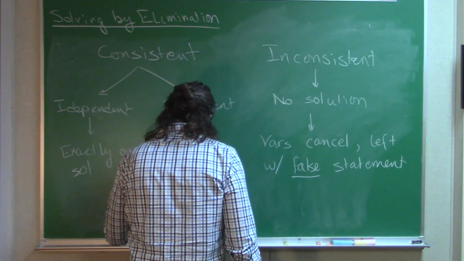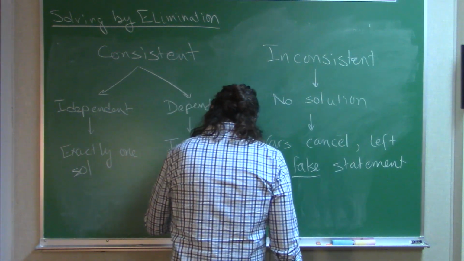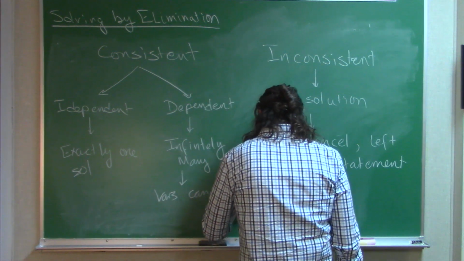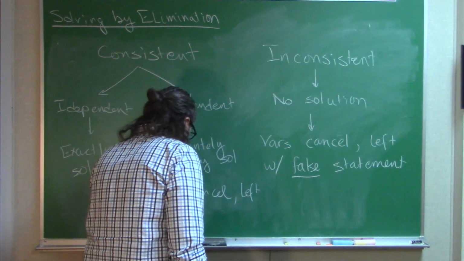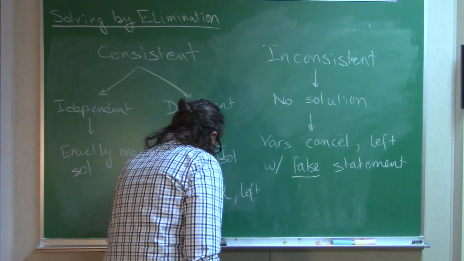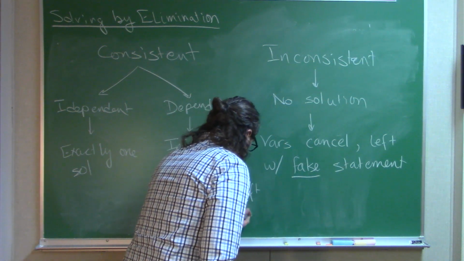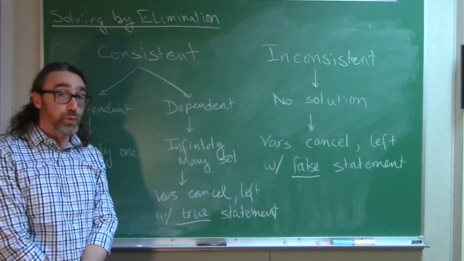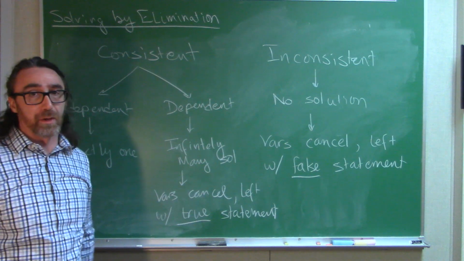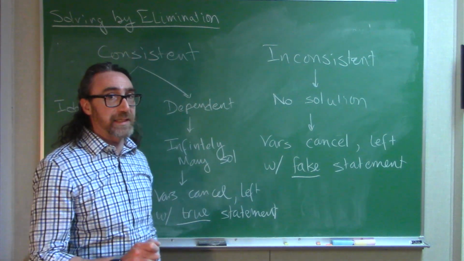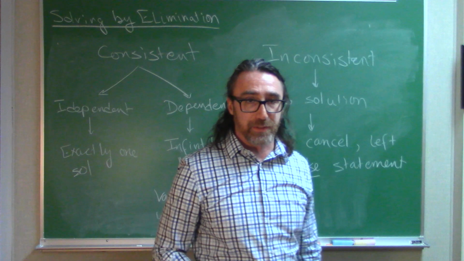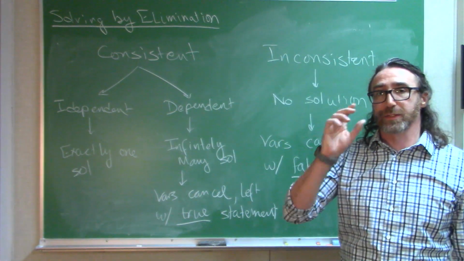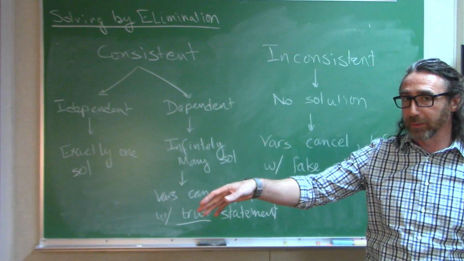And you can recognize a dependent system if the variables cancel and you are left with a true statement. Okay, the variables cancel and you are left with a true statement. In that scenario, you know that you have a consistent, dependent system. Okay, so be able to recognize these three different cases, both algebraically and graphically.